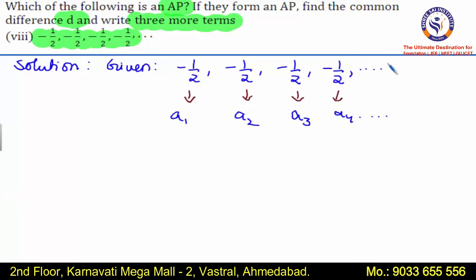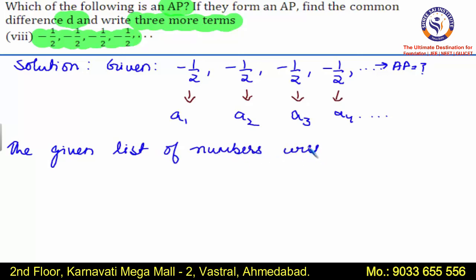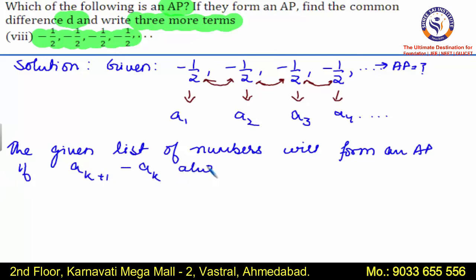We have to find whether the given list of numbers is an AP or not, right? And we know that the given list of numbers will form an AP if the difference between any two consecutive terms always remains the same, that is A2 minus A1, A3 minus A2 and A4 minus A3 always remains the same. We can also write A(k+1) minus A(k) always remains the same.